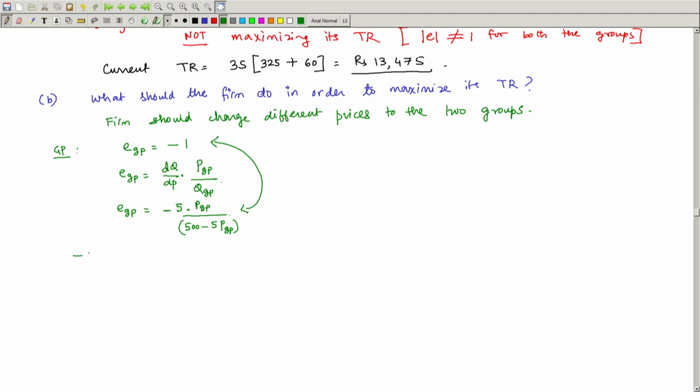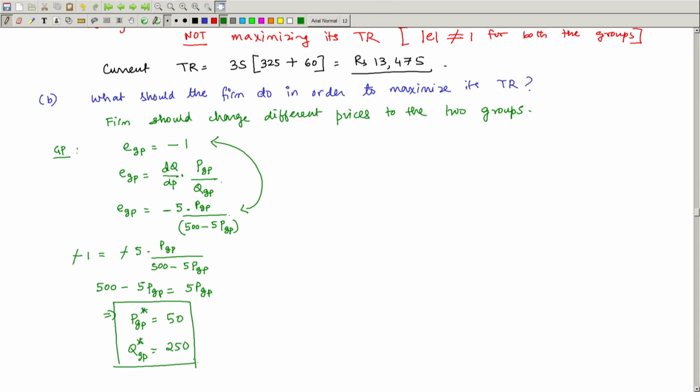So, let us equate -1 equals -5 times P_GP divided by 500 minus 5 times P_GP. So, I can cancel the minus signs and rewrite this as 500 minus 5 times P_GP equals 5 P_GP, which gives me the equilibrium price, the optimal price if you like, or the price consistent with maximizing total revenue with respect to this group, equal to ₹50. And therefore, the corresponding Q star is going to be 500 minus 5 times 50, which is 250.